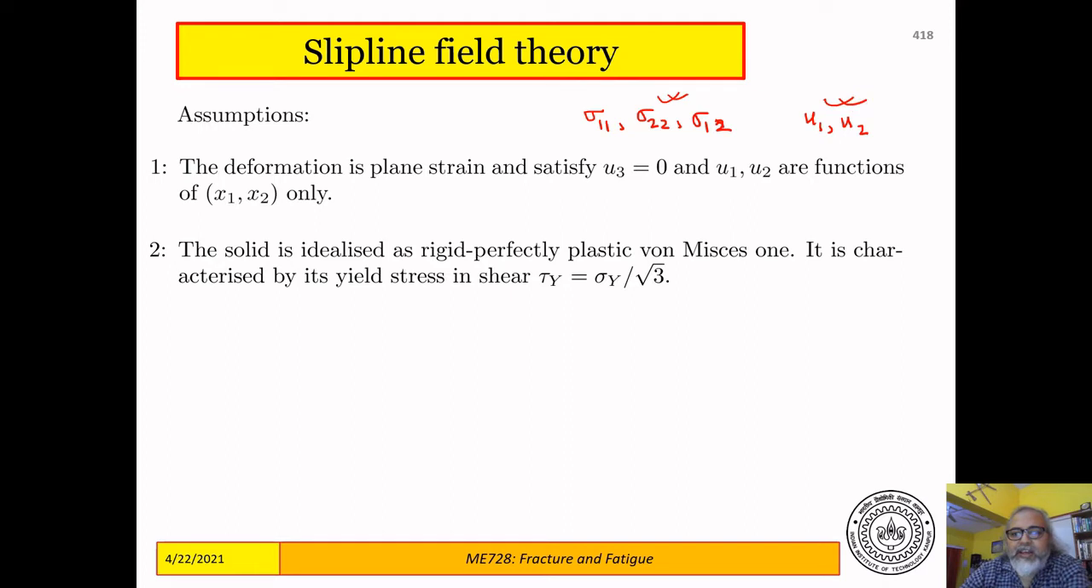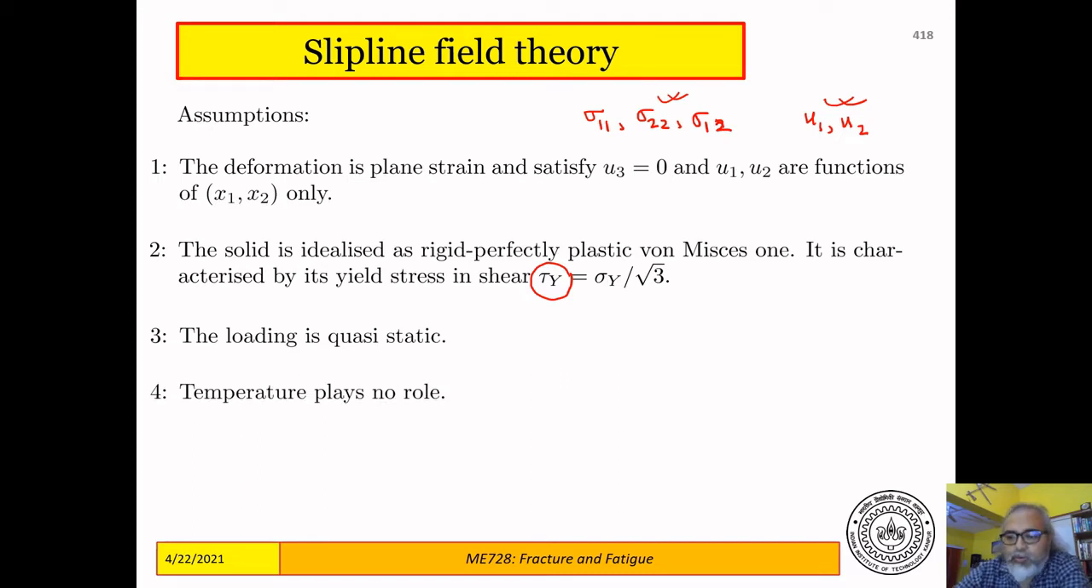So the second is it is rigidly perfectly plastic. It is characterized by its yield stress in shear. That's what we are going to characterize it by. So tau y is the yield stress in shear, which is 1 by square root of 3 of the yield stress in tension. We have seen this already. And this quantity tau y will play an important role in what we are going to do in this lecture. So the loading is of course quasi-static and temperature plays no role in this loading.